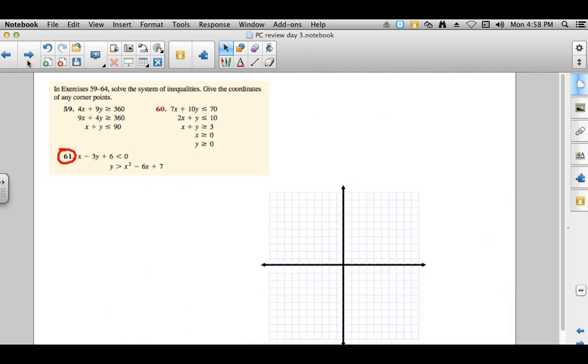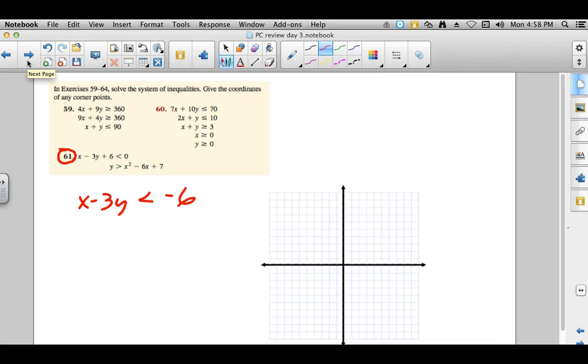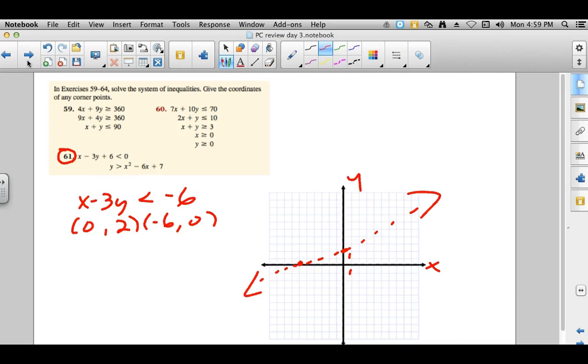All right, number 61, solve the system of inequalities. The top one is linear, so x minus 3y will be less than -6. Let's make it look like a line. And then what we want to do is find the zeros, since now it's in standard form, or you could put it into y equals mx plus b. That's totally up to you. But if we put 0 in there, we're going to need a 2 to get -6. And if we put a 0 in y, we're going to need a -6 for that one. So 0, 2, just going by ones here. And -6, 0. And this is dashed. It did not have an equals bar.